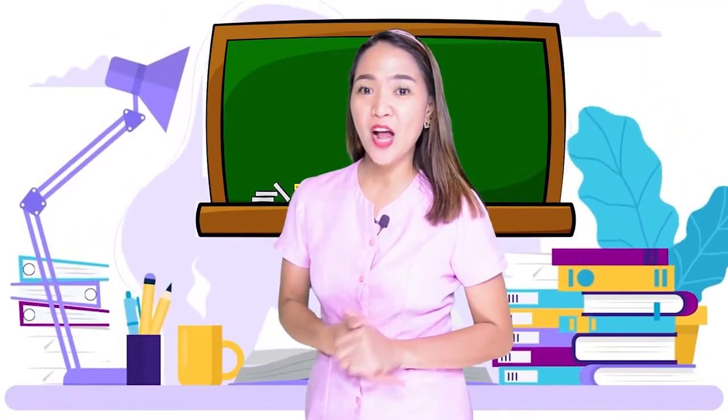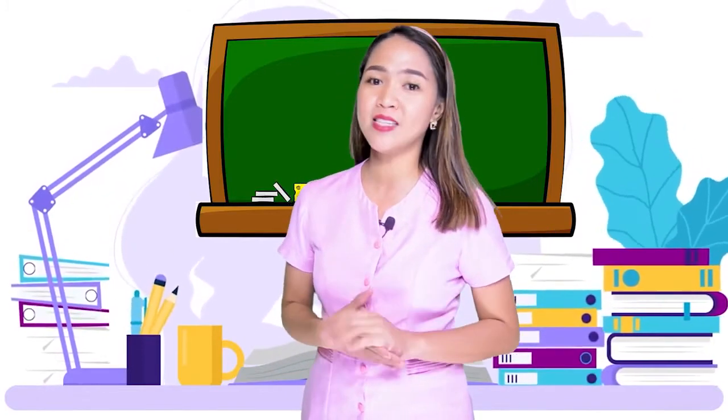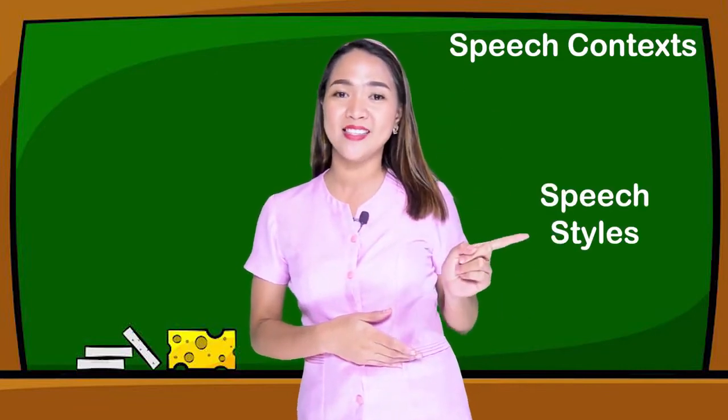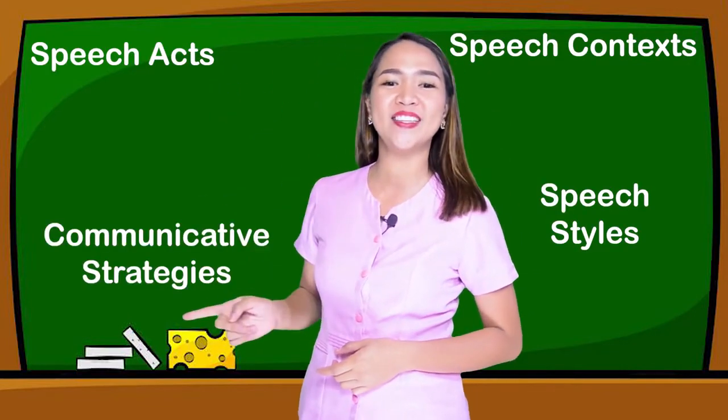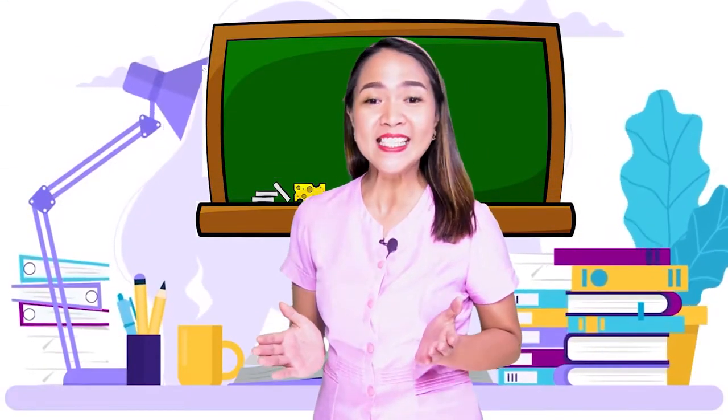When we go back to all speech situations, generally, the speaker is expected to create a positive relationship among his or her listener or audience. This means creating an acceptable and desirable image among the listeners in a communication to make it effective and successful across the speech context, speech styles, speech acts, and communicative strategies. Creating a positive relationship begins even before standing on a stage. This can be done by smiling or greeting.